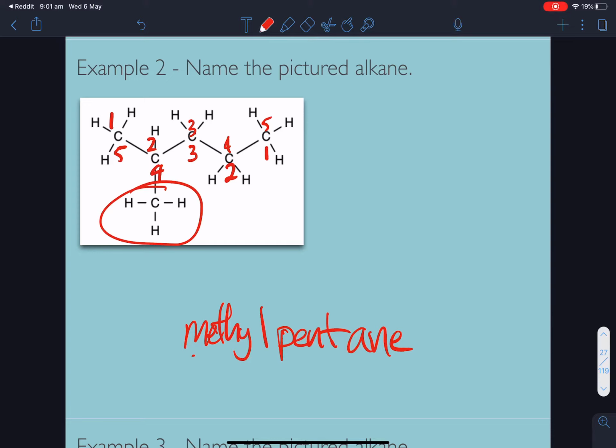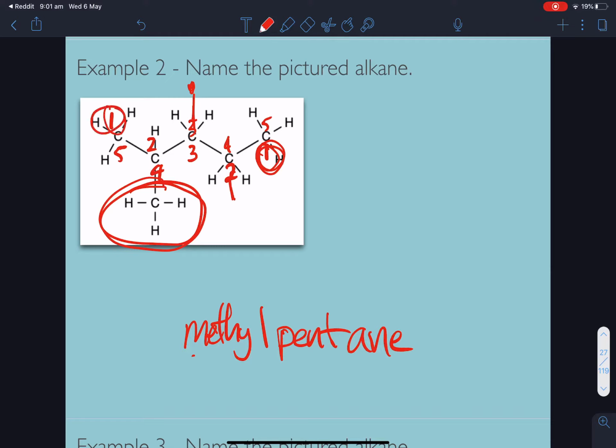Now, we have to consider that the position of this branch means a lot, because it could actually be methylpentane here as well, and here as well. It can't be at the ends, because if you put a methyl branch on the end, it just extends that longest chain. The rule is that where you've got a substituent or a branch, you want the lowest number. So if I start with 1 up this end, 1, 2, 3, the branch is on the 4.